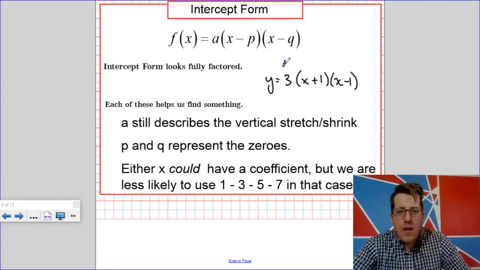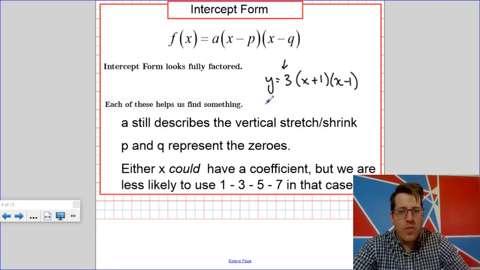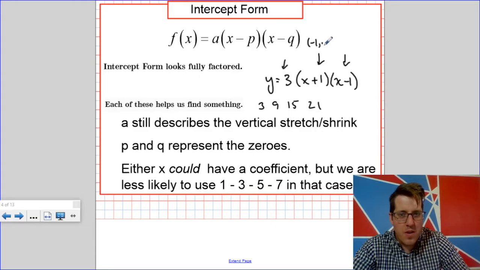Here, the A is still going to describe your vertical stretch or shrink. So this graph would still have a 1, 3, 5, 7 rule that would use 3, 9, 15, and 21. And these 2 values help us find the zeros. So the x plus 1 is going to tell me that -1 is a 0. And the x minus 1 is going to tell me that +1 is a 0.